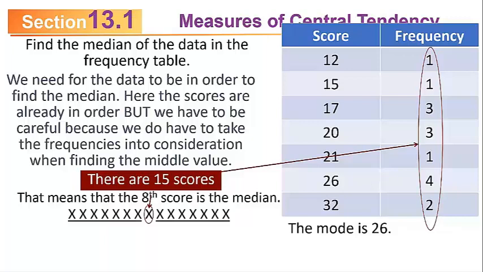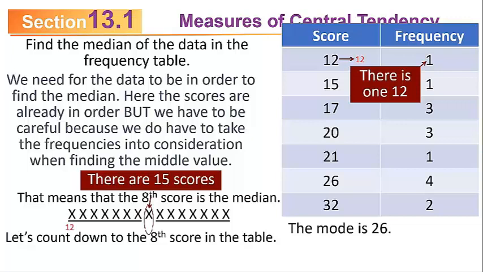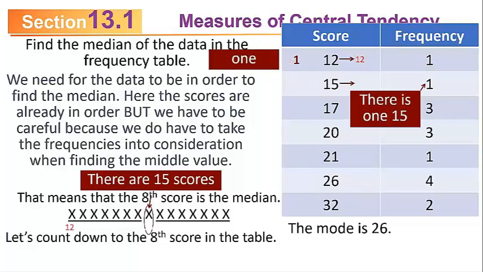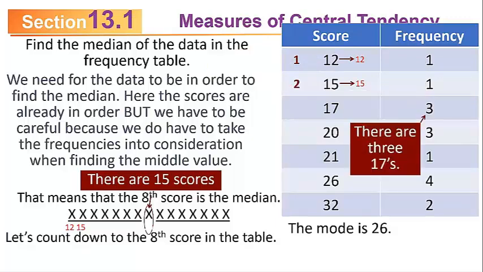So what's the best way to find the median? Assuming that the table gives the numbers from smallest to largest, like this one does, I would just start at the top and count. 12, that's 1. There's only one of them. If you go to 15, there's only one. So 12, then 15, that's 2 things. Then you move down to 17. There are 3 of those. So the 3rd number in the list is 17. The 4th number in the list is 17. And the 5th number in the list is 17.